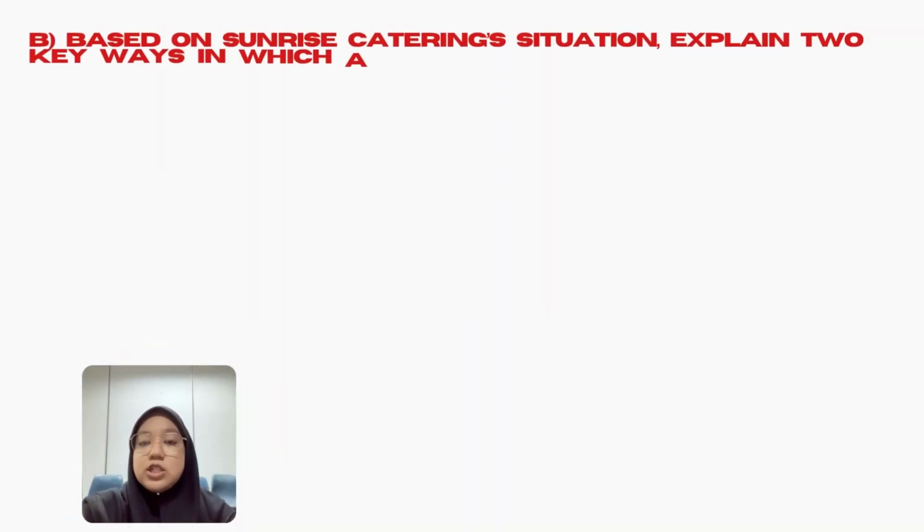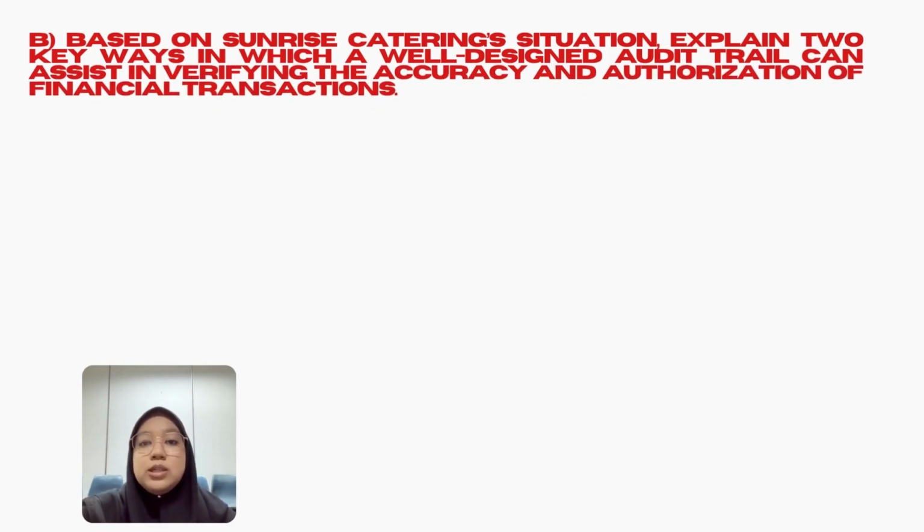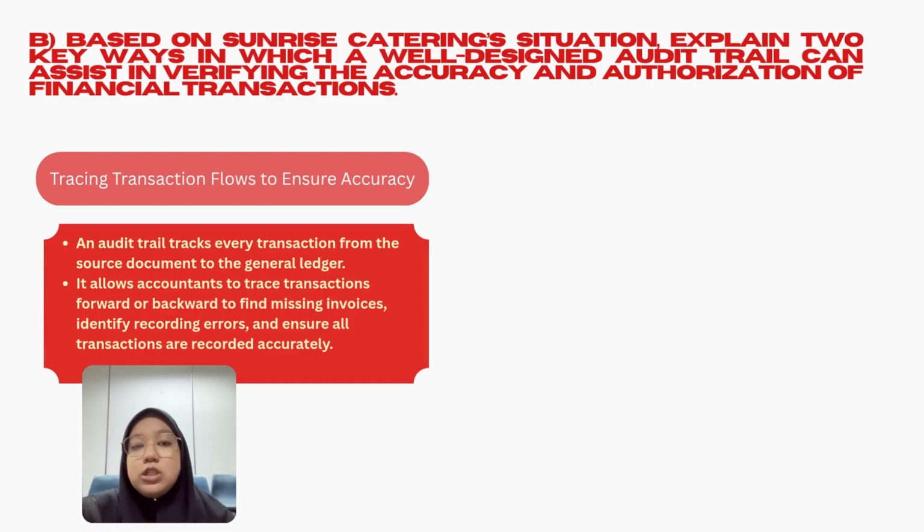Based on Sunrise Catering's situation, there are 2 key ways a well-designed audit trail can assist in verifying the accuracy and authorization of financial transactions. The first way is by tracing transaction flow to ensure accuracy. An audit trail records every transaction from the original source document, such as an invoice or receipt, all the way to the general ledger. This creates a complete record of how a transaction moved through the accounting system.